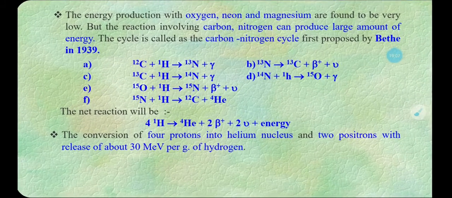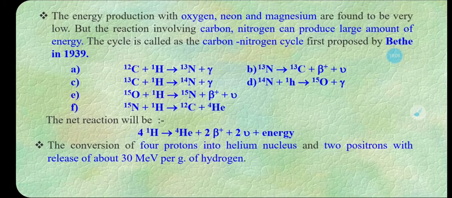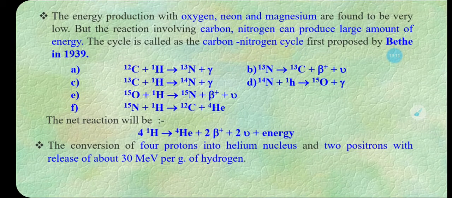The energy production with oxygen, neon and magnesium is found to be very low, but the reaction involving carbon and nitrogen can produce a large amount of energy. The cycle is also called the carbon-nitrogen cycle. It was first proposed by Bethe in 1939.